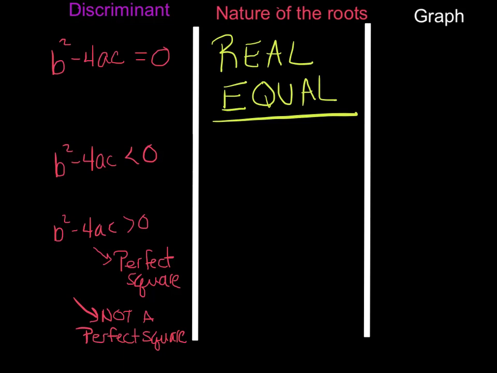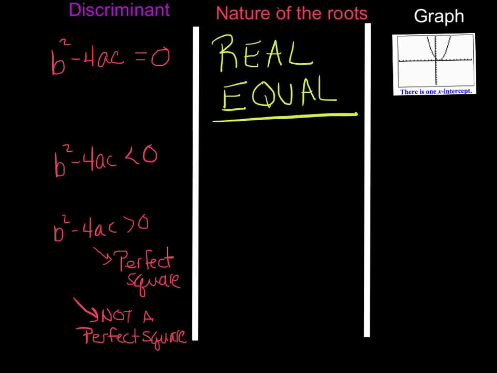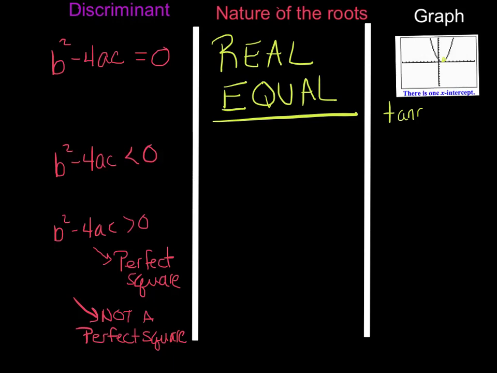Alright, so we have to know that if the discriminant equals 0, the roots are real and equal. And the graph will look like this. Notice there's only one x-intercept. It's only going to touch the x-axis once. And the word in geometry that you use to describe that is we say it's tangent to the x-axis, when it only touches once.